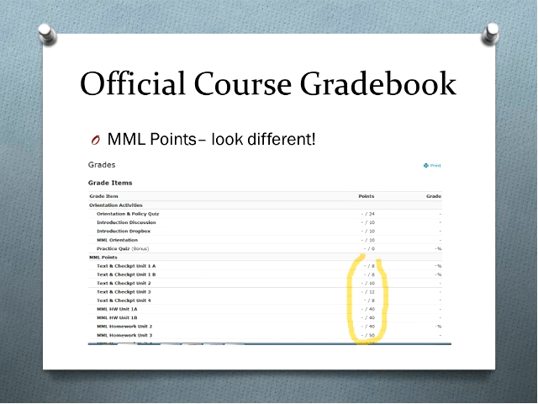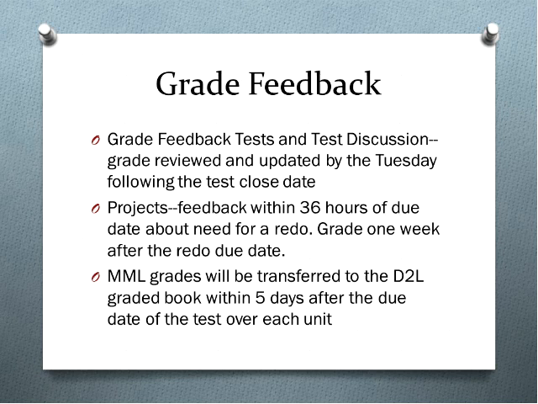And I update the MyMathLab grades. I pull them, as I'll say here in just a moment at the end of this. Grade feedback on tests and discussions and the grade reviews will be updated by the Tuesday of the following week when the test closes. So if the test closes on Friday, which typically I do, I'll have the grades updated by Tuesday. I give myself till afternoon on Tuesday, so if there should be a delay, I will let you know. On projects, you'll have feedback within about 36 hours about the need to do a redo.